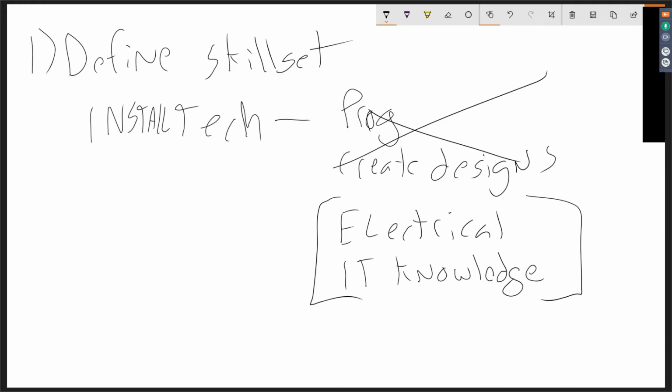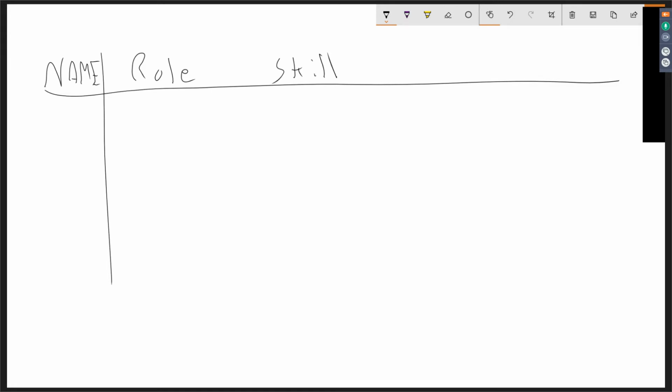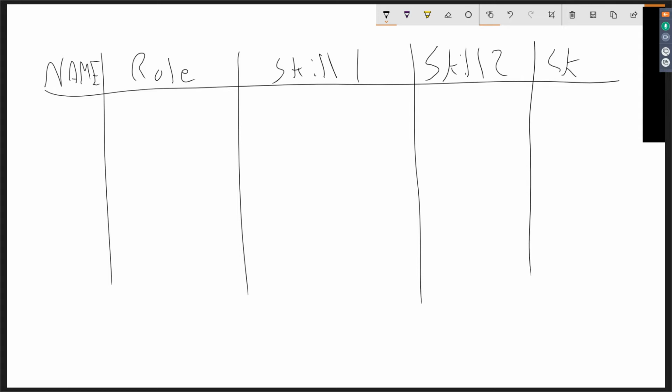So you can start to see that as you define skill sets, what you essentially want to do is create a matrix, right? The matrix would have the name of the tech, their role, and then ideally you want to focus on 1 to 3 skills at a time. So you'd have skill 1, skill 2, and then I'm just going to write SK3. And you would write out, so like this is Bob, and he's a tech, and Bob's a former electrician, so he doesn't need that electrical skill. And we'll talk about the strengths and weaknesses in just a second.